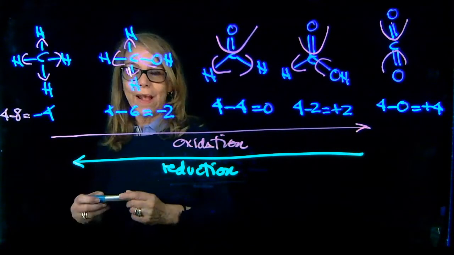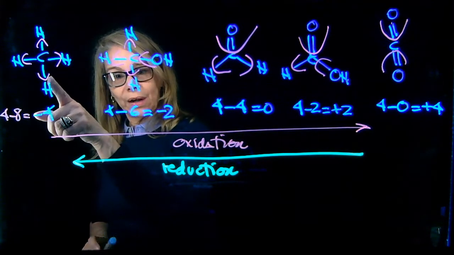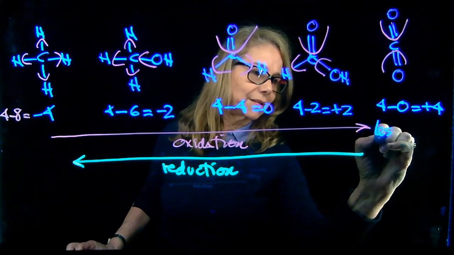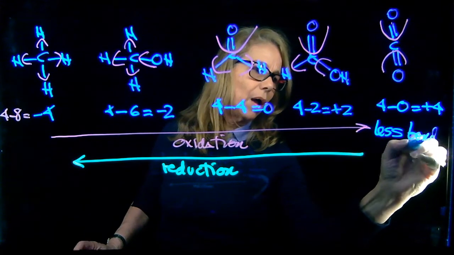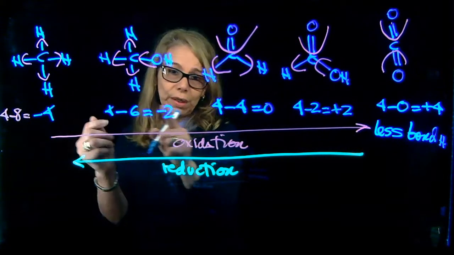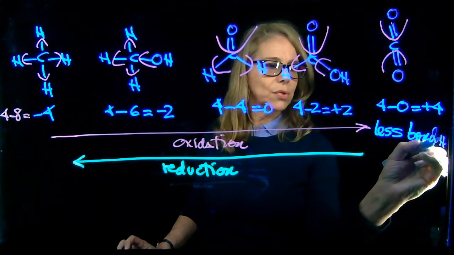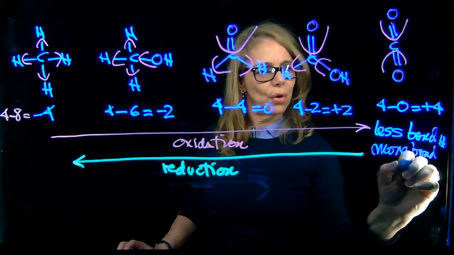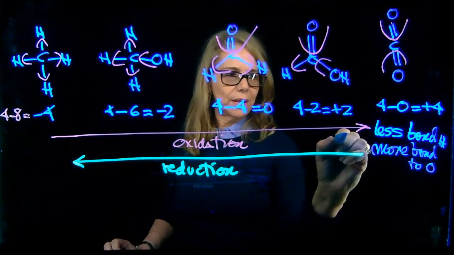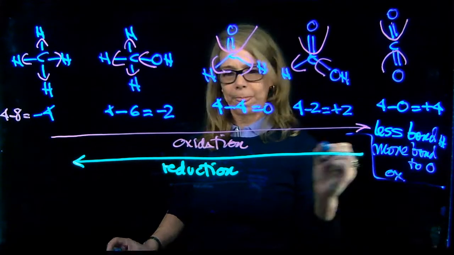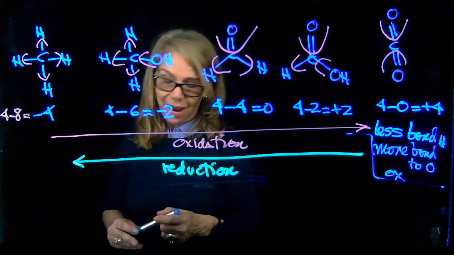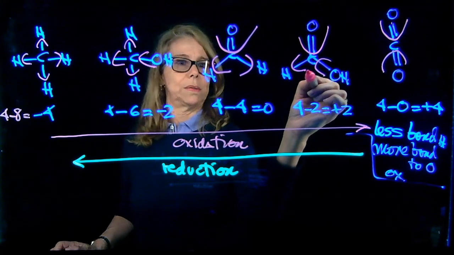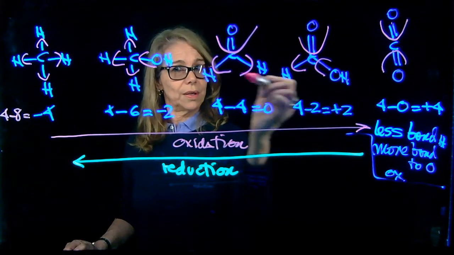We can conclude then that as this carbon gets oxidized, we find fewer bonds to hydrogen, and we increase the bonds to oxygen. This is regarding oxidation. But when you go to reduction, the opposite happens. So we see here 4 bonds to oxygen, but here I only have 3 bonds to oxygen and 1 to hydrogen. And the opposite is true.